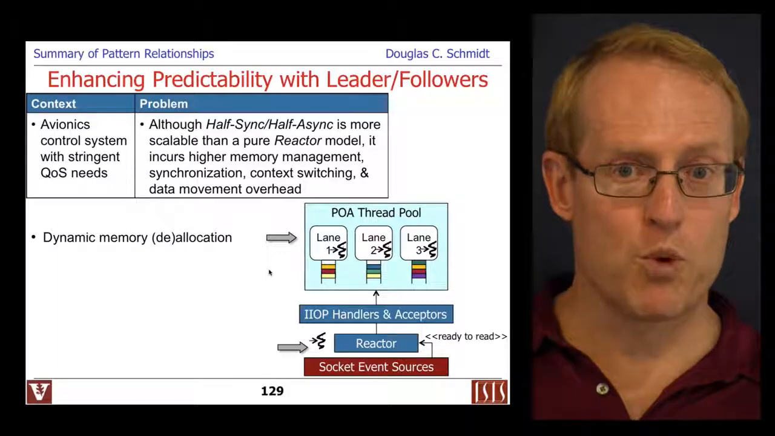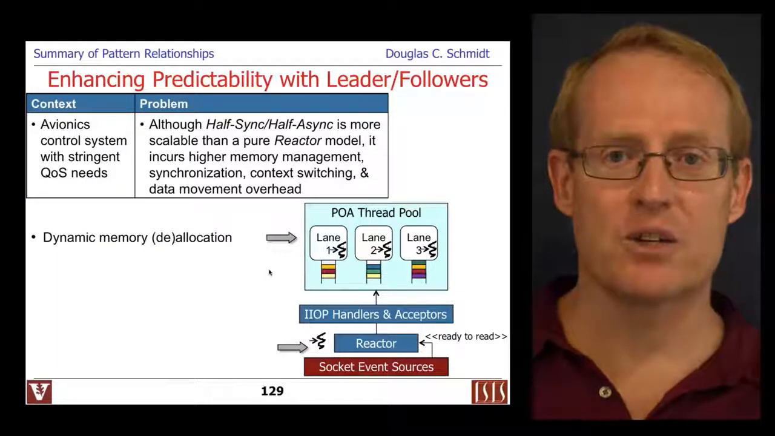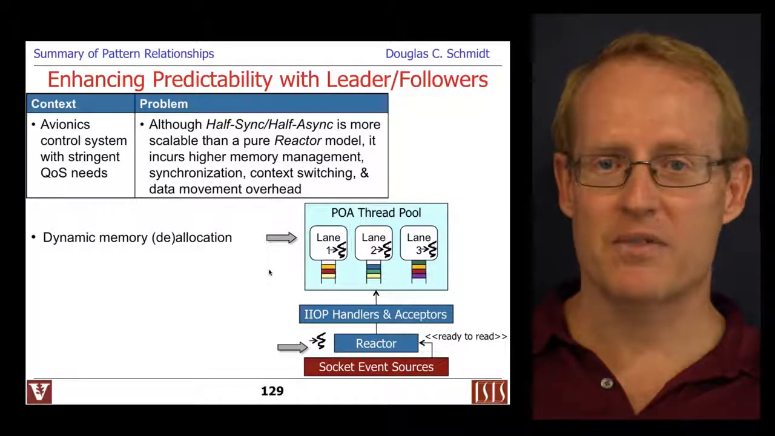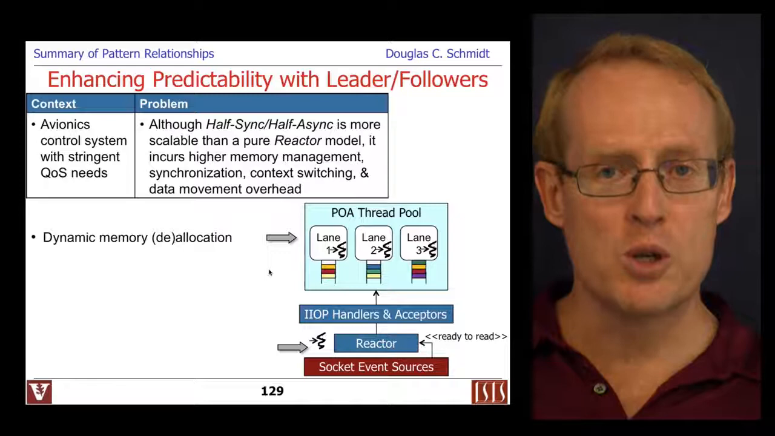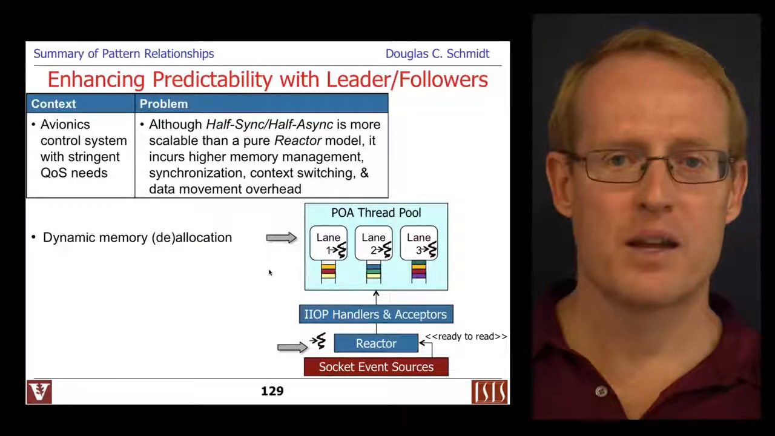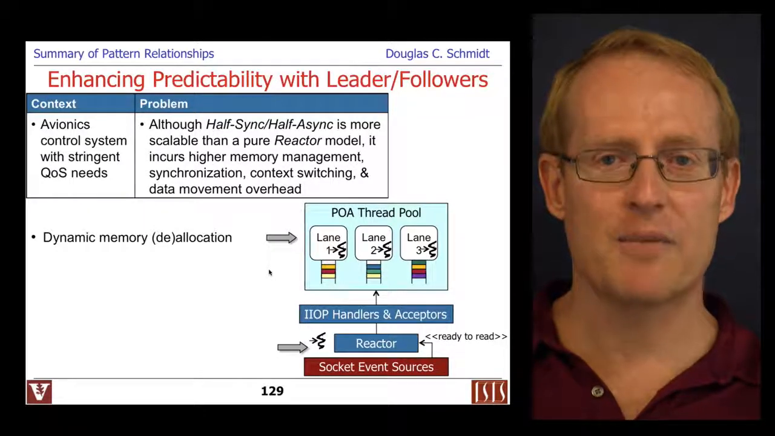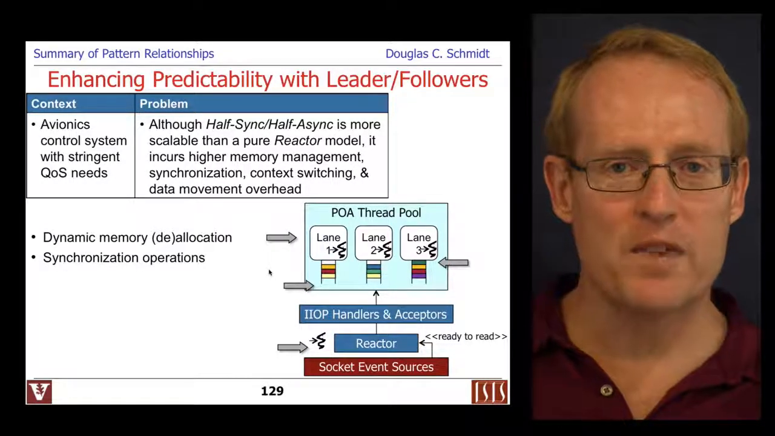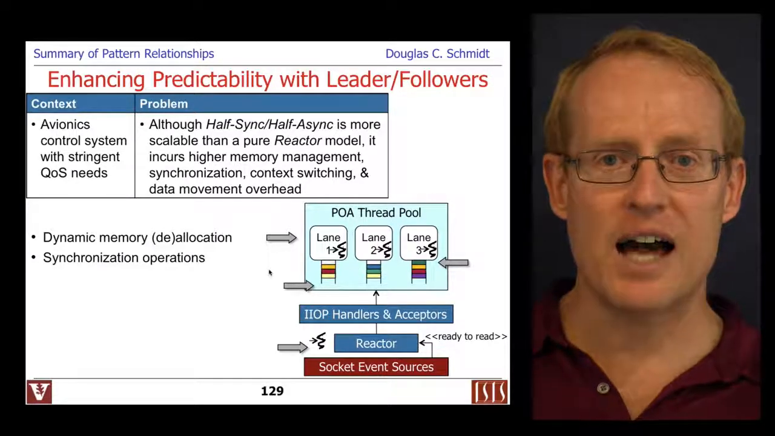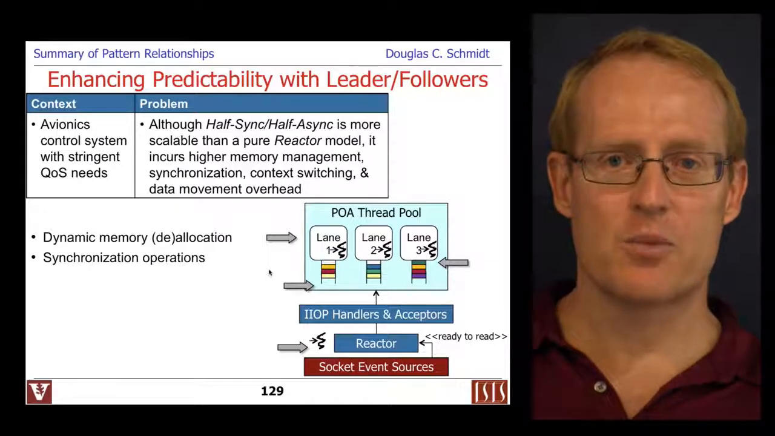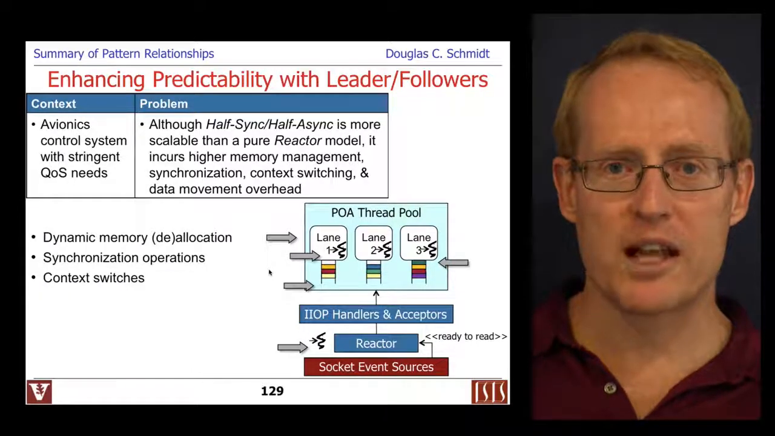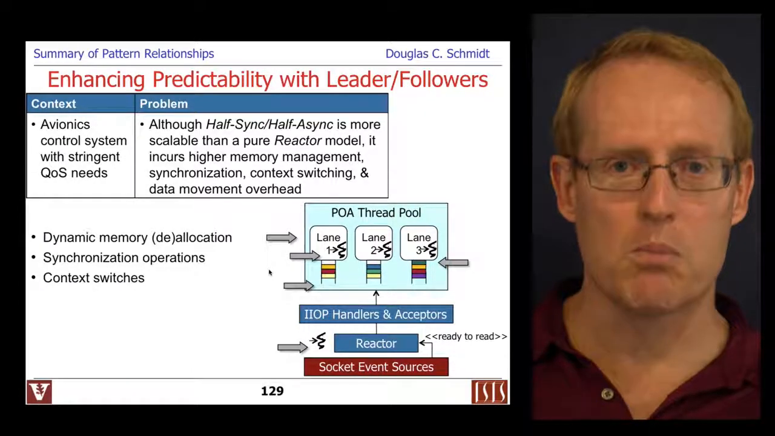As a result, we're probably going to have to use dynamic memory allocation, which incurs fragmentation and overhead, and also requires some kind of synchronizer or mutex lock to serialize access to the heap, to the free store that we use to allocate and deallocate memory dynamically. Likewise, when we move things between threads through our synchronized request queue, we have to acquire and release locks, and there's some overhead associated with that. Likewise, if we move things between threads, we're most likely to incur some kind of context switch or mode switch.